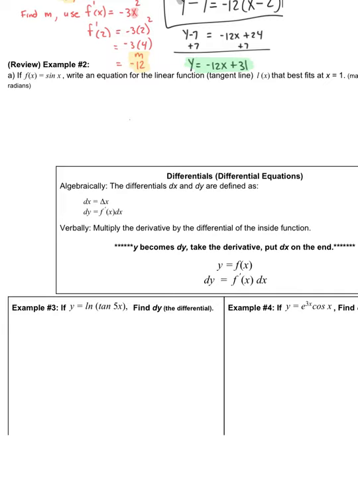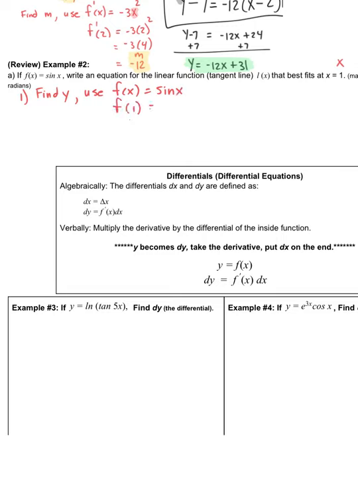Okay, example number 2. Now we want to write the equation of the tangent line that goes through this function, the sine of x, at x is equal to 1. In this case, I have only given you the x value. So you need to find the y value and the slope. Okay, so for the first step, we need to find y. To find the y value, you use the original function, f of x.